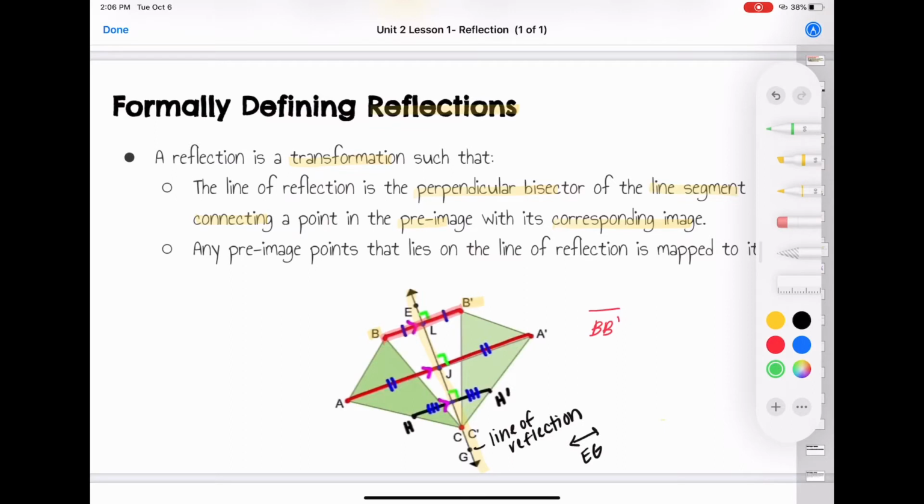What is this telling us? Well, this is telling us that line segment B B prime and the line of reflection, which is line EG, are perpendicular to each other, which means they intersect at a 90-degree angle. This is also the case for line segment A A prime and the line of reflection, once again EG, as well as line segment H H prime, which again is perpendicular to that line of reflection, EG, meaning that each of those segments intersects the line at a 90-degree angle.